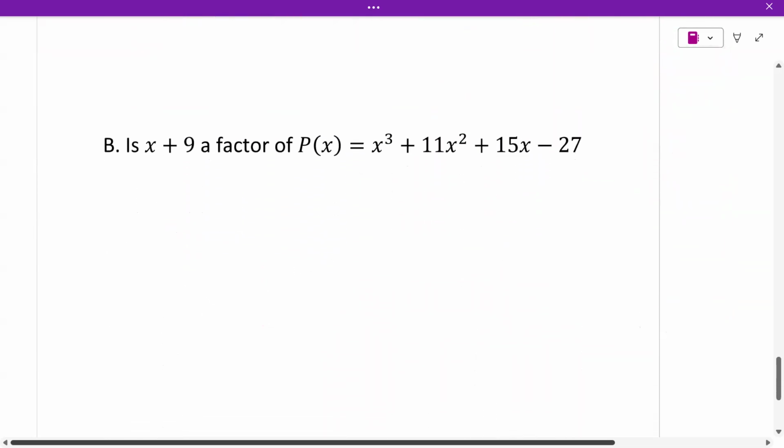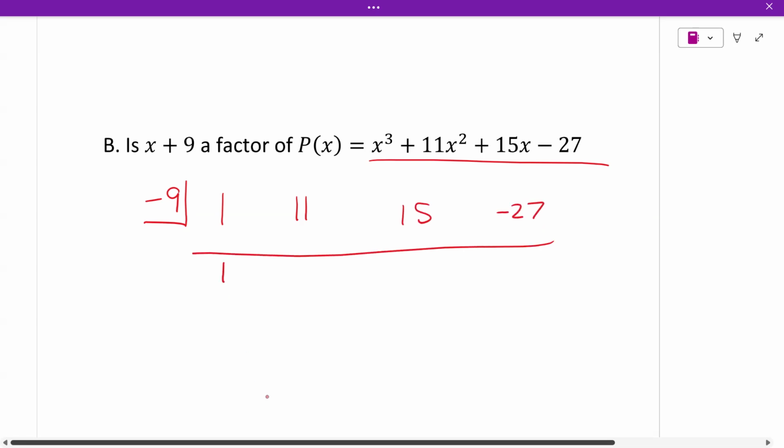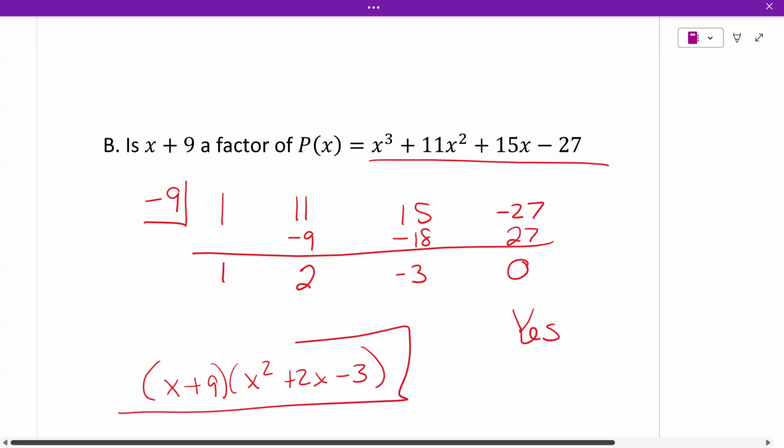Is x plus 9 a factor of this? So what goes in our blank here? Negative 9. What are the numbers? 1, 11, 15, negative 27. Drop down the 1. What's 1 times negative 9? Add, we get 2. Multiply, we get. Add, we get. Multiply, we get. And we get 0. Is it a factor? Yes, it is a factor. If we're told to write it as two factors, it's x plus 9 times x squared plus 2x minus 3. That would multiply to be that.